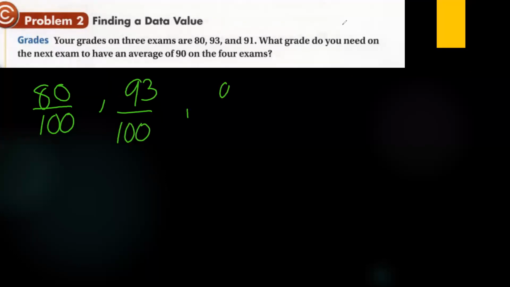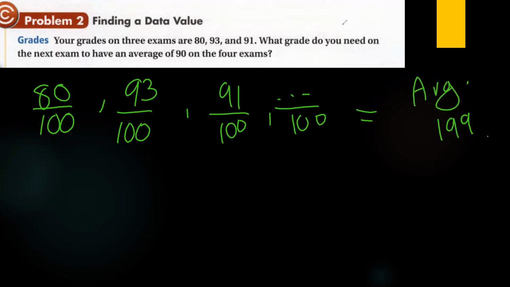In this example, you did three exams. In the first one, you got 80 from 100. The second one, you got 93 from 100. The third one, you got 91 from 100. And you have a fourth quiz, and you will ask yourself what grade I need to have in order to find the average is 90. So now, let's see what we can do.